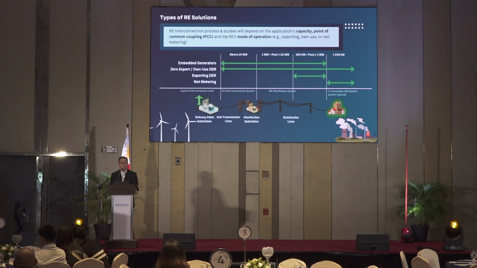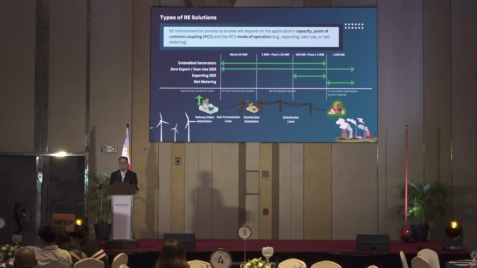Then we have exporting DER or exporting distributed energy resources. In interpretation of the rules set out by the DOE, it's like an expansion or an extension of the net metering program. Whereas the net metering program limits capacities to below 100 kilowatts, for the exporting DER, it's now from above 100 kilowatts to 1 megawatt. The mode of operation is the same, offsetting one's own consumption as well as selling off the excess to the grid. And then we also have zero export or own use DER.